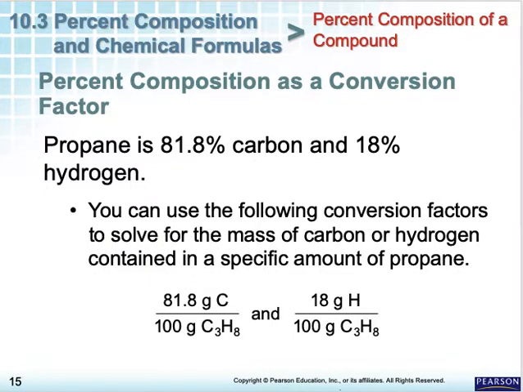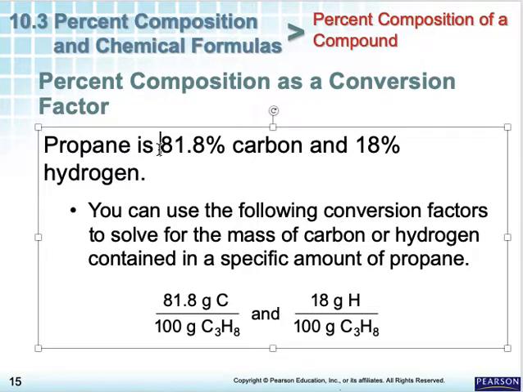So propane has 2 elements. It has carbon and hydrogen. And since we have 3 carbons, we would multiply 3 times 12.01. And we have 8 hydrogens, so we would take 8 times 1.008. And then we would be able to figure out what the mass percentage is of each element.